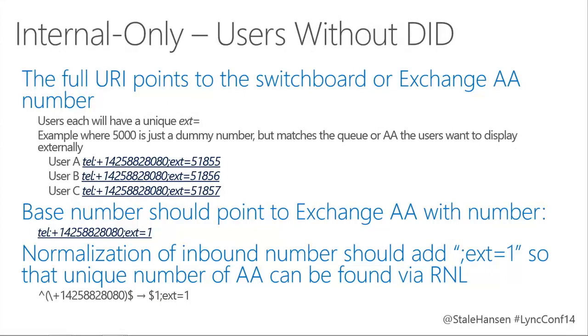And the notion was that you gave them the same base number, the number you want them to display out, and different extensions. So when dialing out, they will display the correct number, the main switchboard number or the response group number. But when customers dial back in, then you would do an inbound normalization for that and normalize it to the extension that you have given to the call center or the switchboard or the Exchange auto attendant.